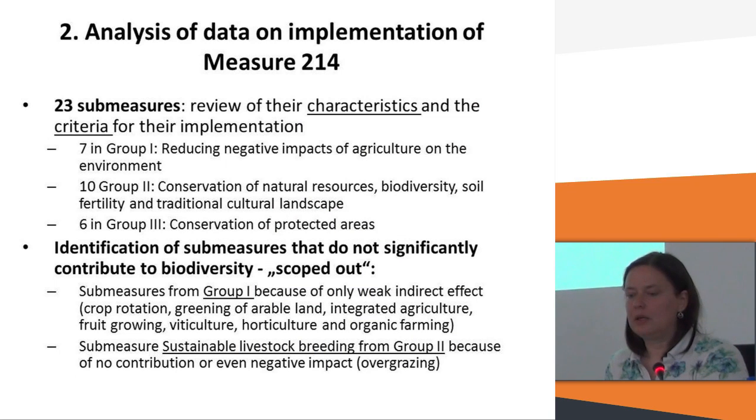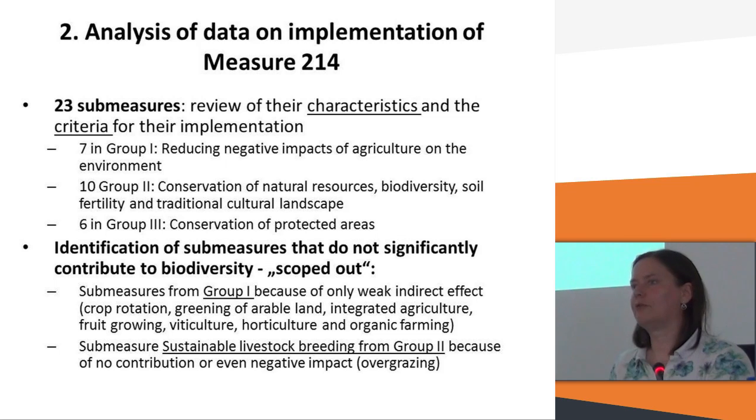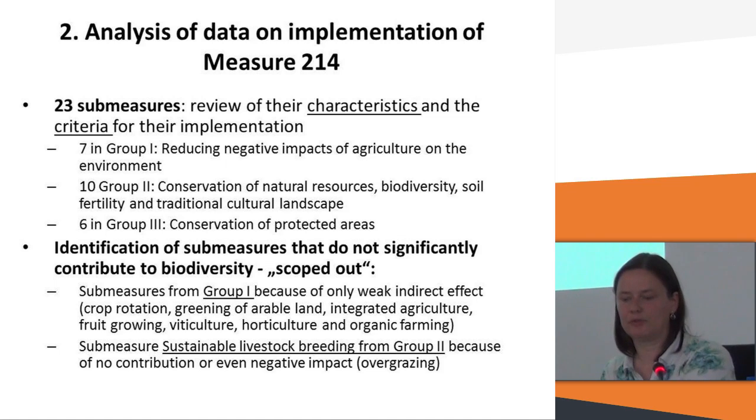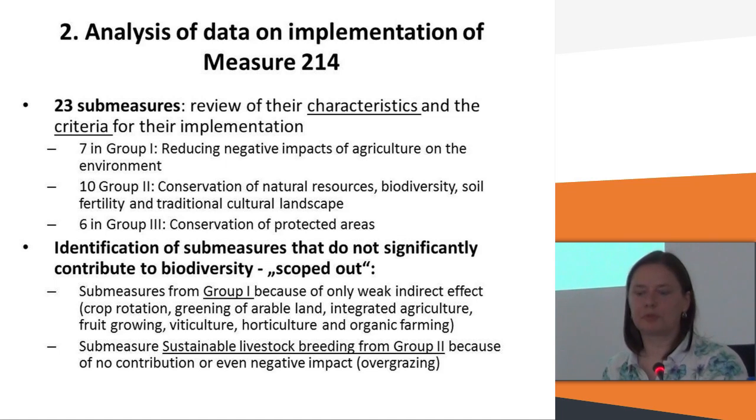Then we had a look at the implementation of Measure 214, Agri-Environment. It had 23 submeasures. We checked their characteristics, their criteria for implementation, their obligations, and so on. There were 3 groups of submeasures. The first one was quite general, focused on general reduction of negative impacts of agriculture on the environment, such as crop rotation, greening of arable land, and various aspects of integrated farming.